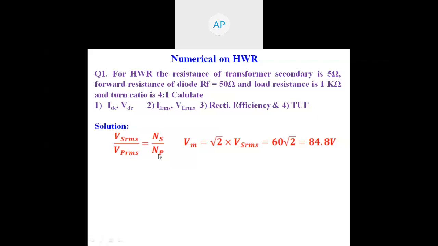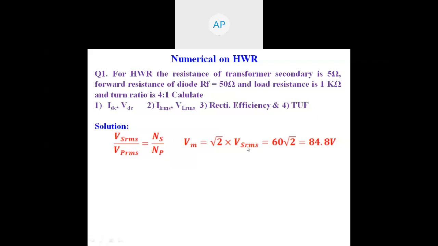So secondary to primary is 1 divided by 4 into the primary. So 1 divided by 4 into 240 gives you the transformer secondary voltage, which is 60. This 60 value is there, and we have the relation between the transformer secondary voltage and its peak.